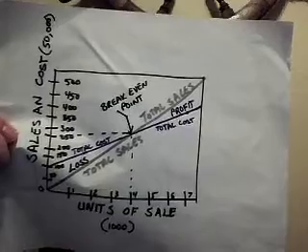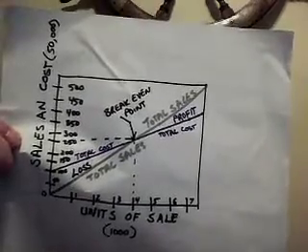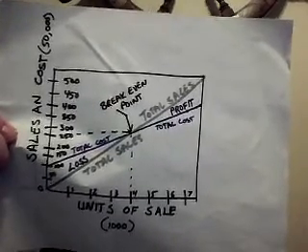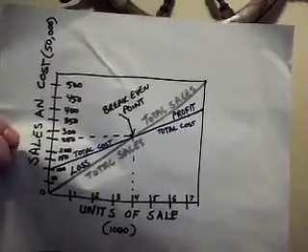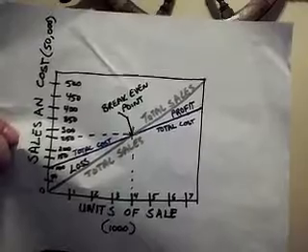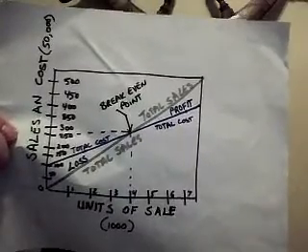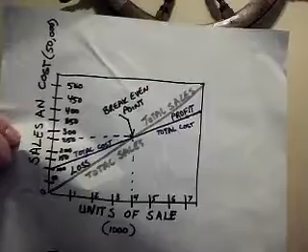Next, we need to find the sales line. Our first point is 0. Our second point is found by multiplying any units of sales on the horizontal axis by the unit sales price. Connect the points and we have our sales line.